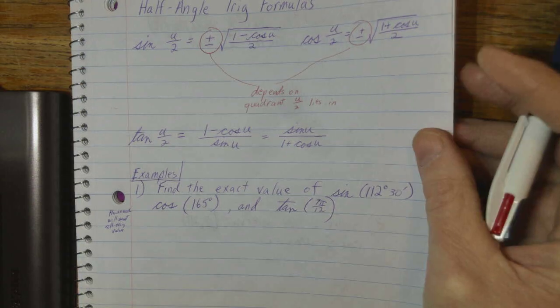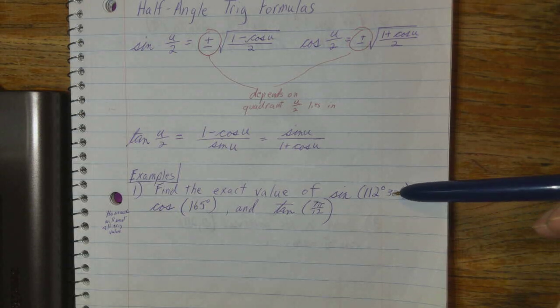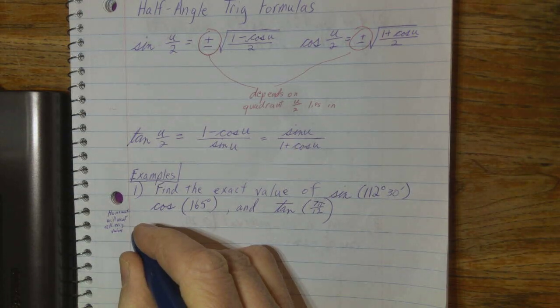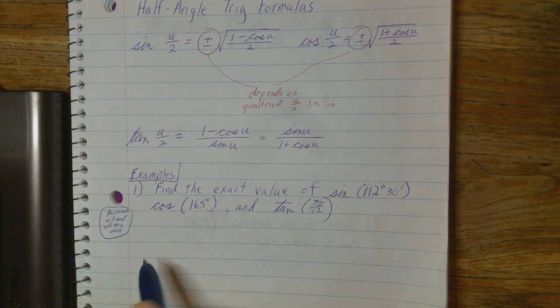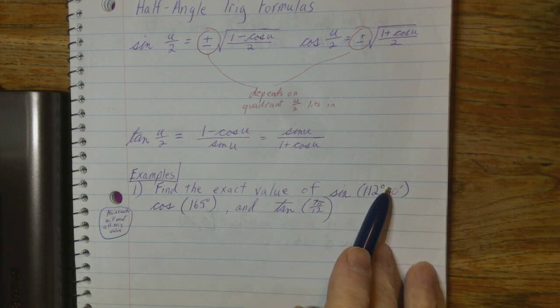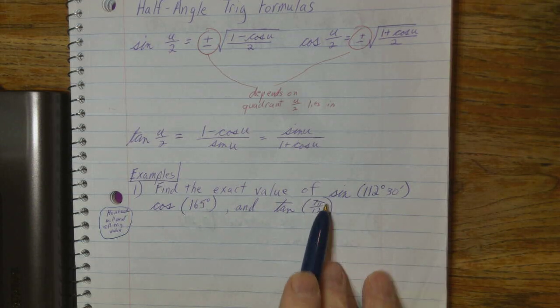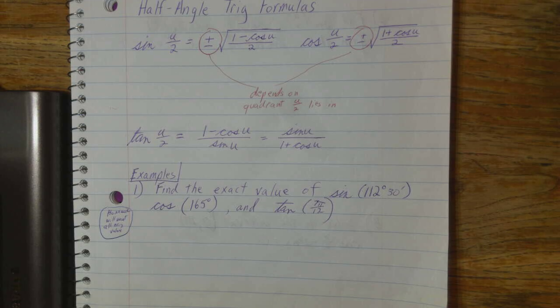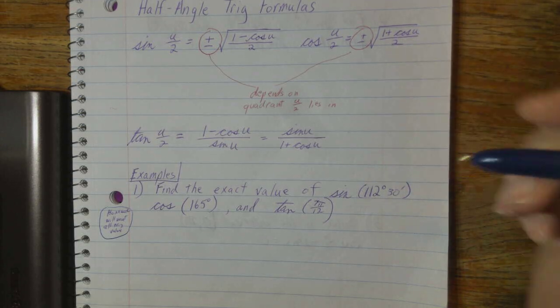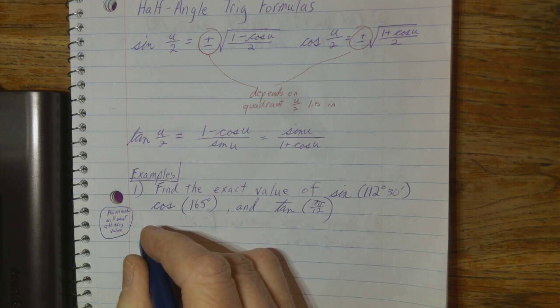Now, I've got an example here. We're going to find the exact values of, and the first one I chose. Now, when you do the homework, I just wrote a little note here. I got two of these problems. They would have you do sine, cosine, and tangent of this angle, and then sine, cosine, tangent of that angle. I'm just going to do one of each, just show each one in use here for our notes. Now, the sine of 112 degrees, 30 minutes.